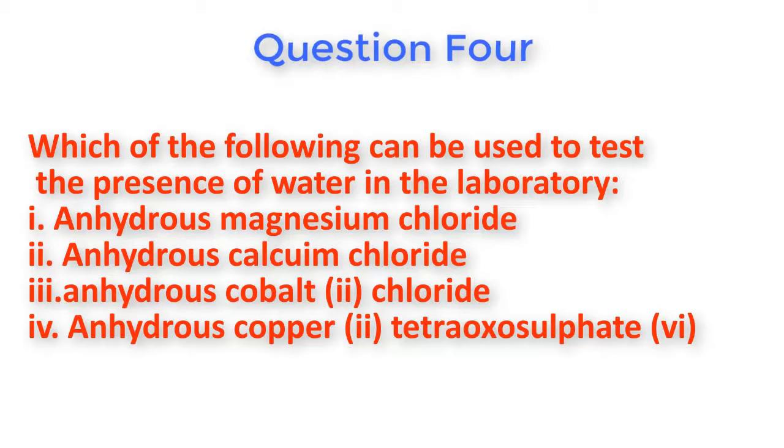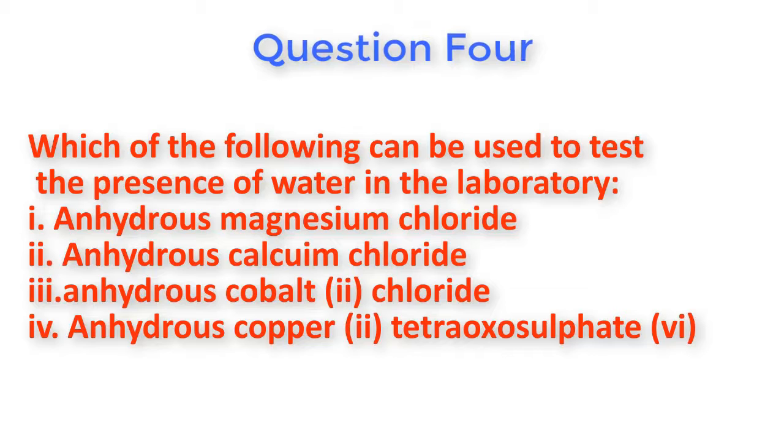Question number 4 says that which of the following can be used to test the presence of water in the laboratory? 1. Anhydrous magnesium chloride. 2. Anhydrous calcium chloride. 3. Anhydrous copper 2 chloride. And 4. Anhydrous copper 2 tetraoxosulfate 6.